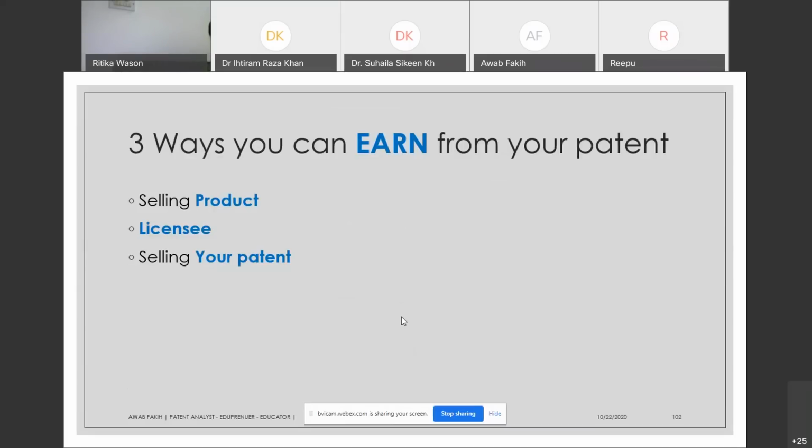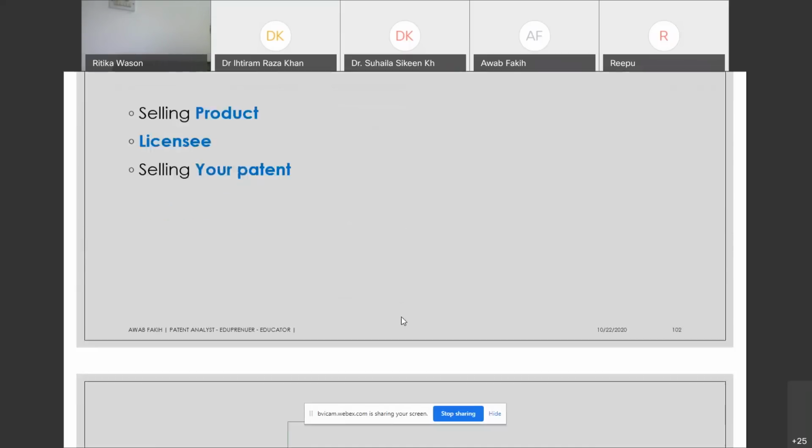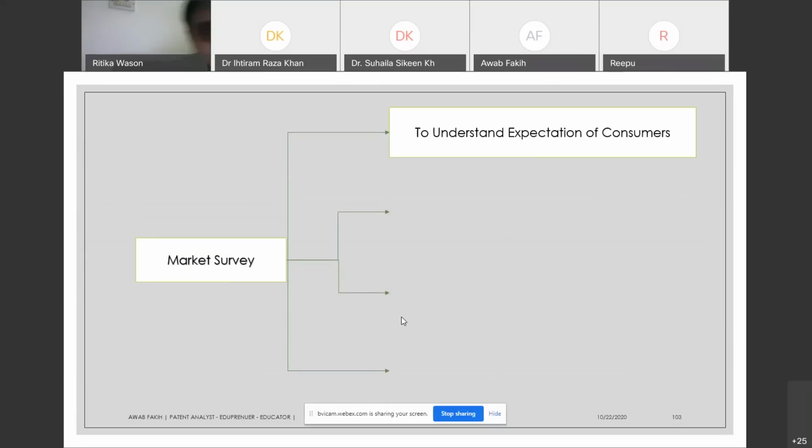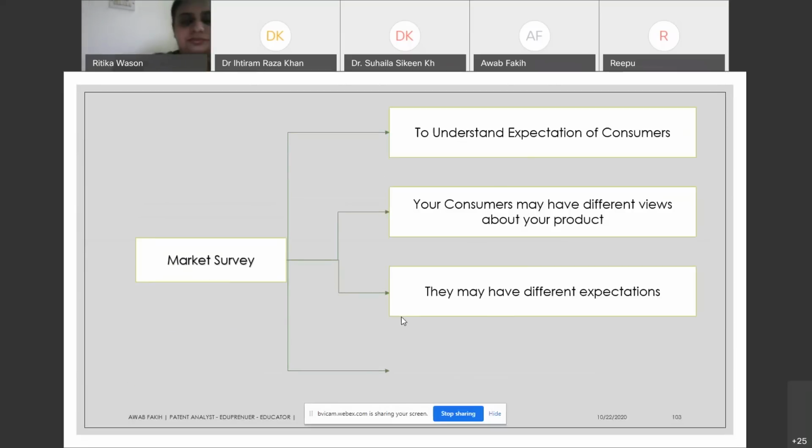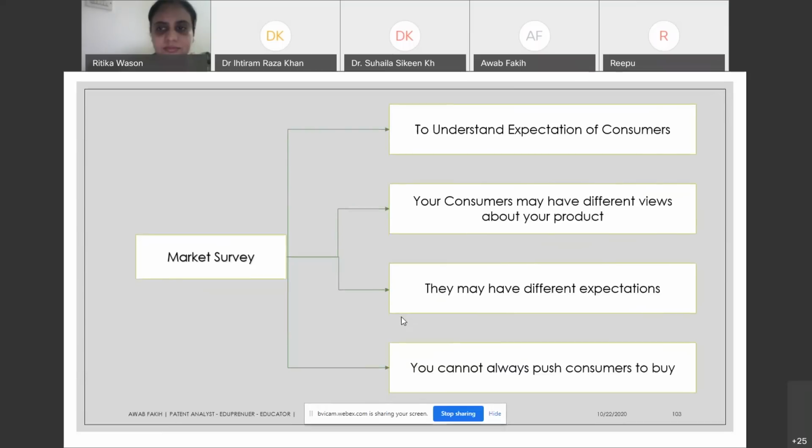Three ways: selling the product, license, and selling a patent. Three ways you can earn it. Market survey to understand the expectation of the consumer. Your consumer may have different views of the product, and they may have different expectations. This is all valid.